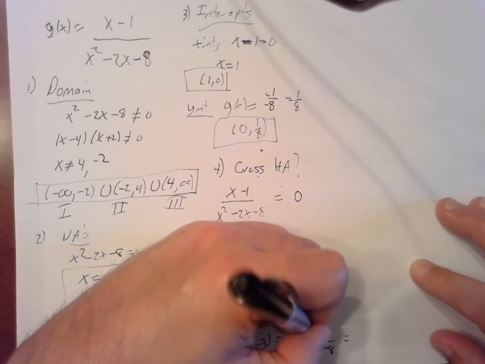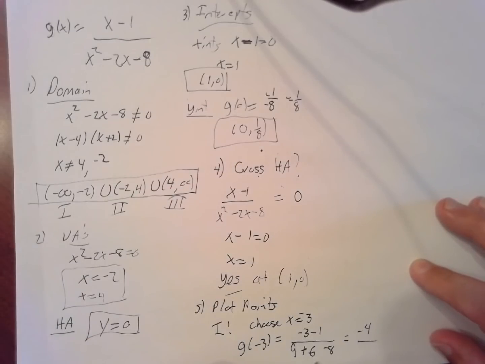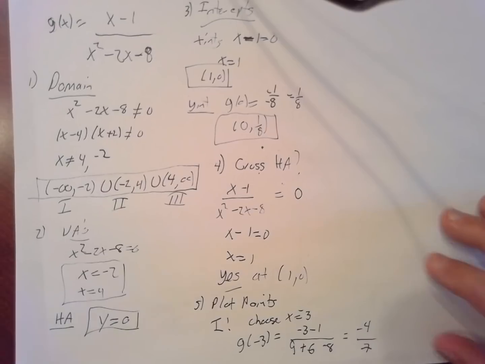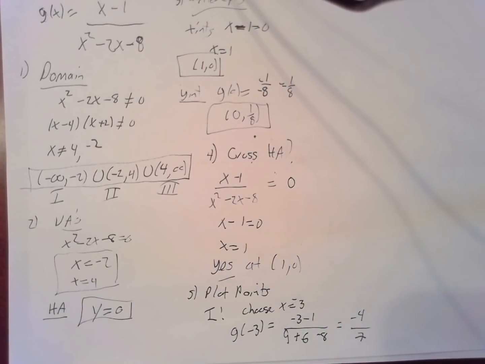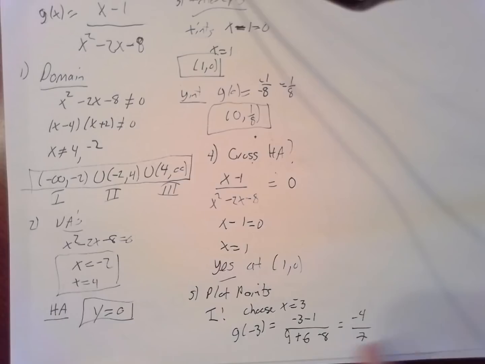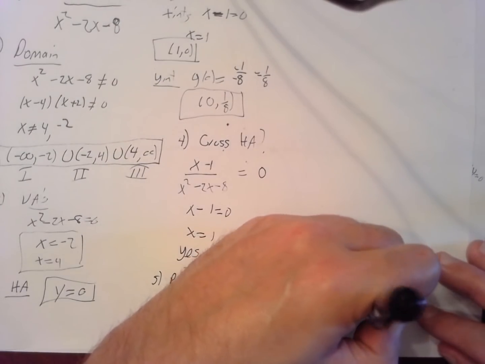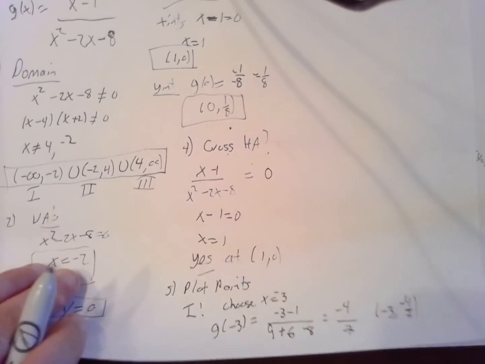So what do we get? -4 over 15 minus 8 is 7. Now really all I care about is, is it positive or negative? Is it above or below my asymptote? But we got the numbers, we might as well use them. Let's check my arithmetic. That's right. So that's the point, -3, -4/7. That's enough. That's all I need.